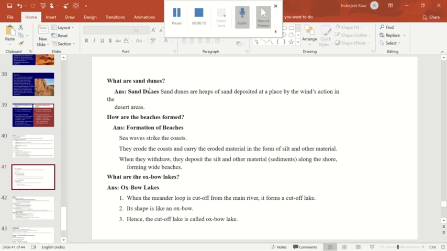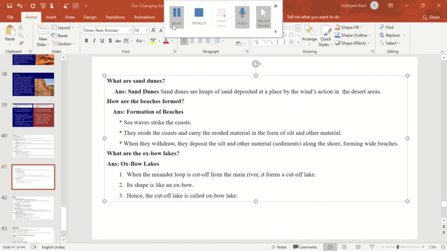Next question, what are sand dunes? Sand dunes are heaps of sand deposited at a place by wind's action in the desert. So, this means the sand dunes are huge deposits of sand. They are like small hills of sand which are placed at different places by the wind.